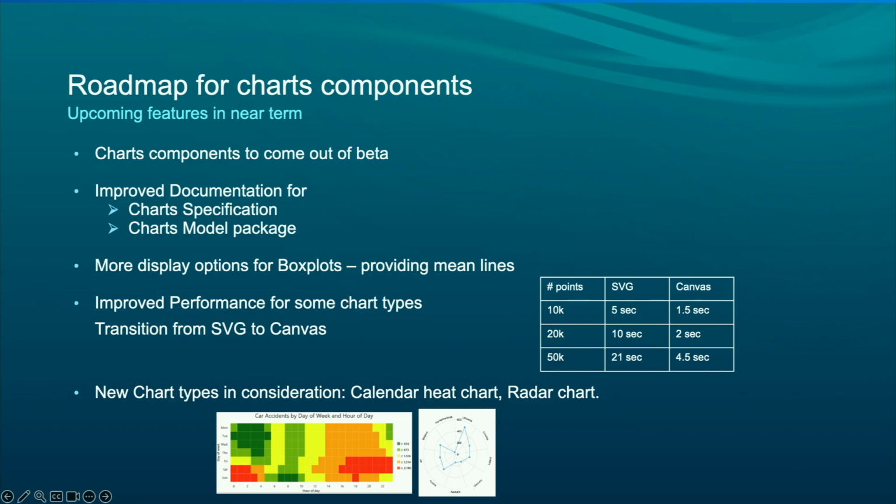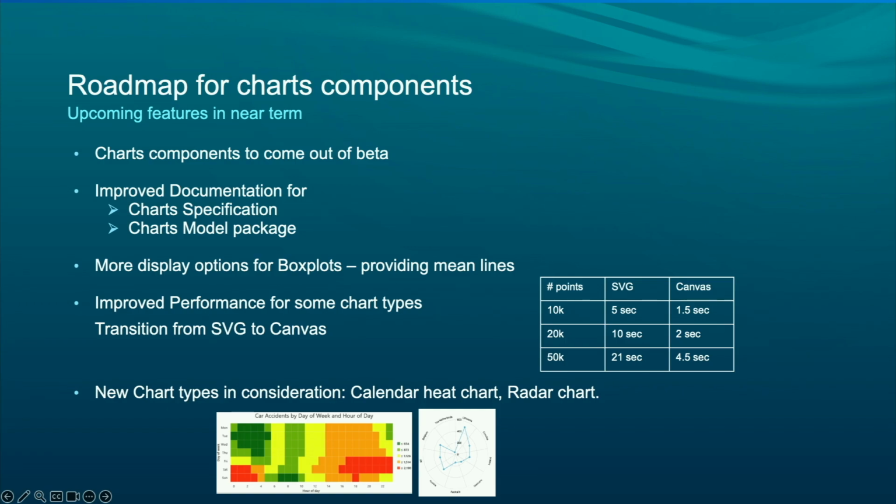We are going to improve our documentation on chart specification and also the charts model package that you saw earlier. And we're also enhancing a lot of the capabilities on existing chart types, like for example, box plots. We'll add mean series, mean lines. Like I said, we are also working on improving performance on certain chart types.